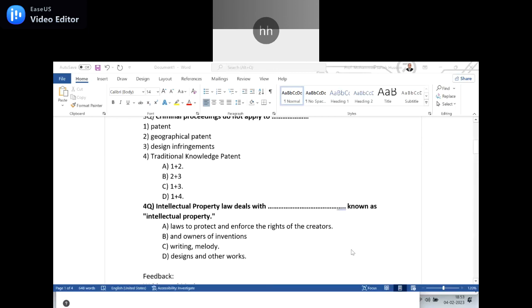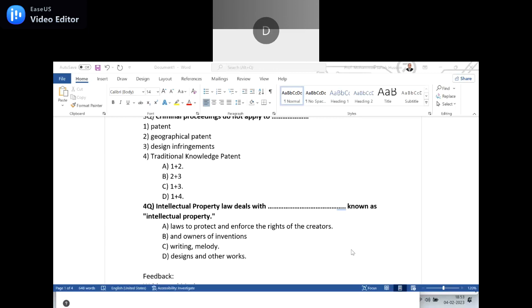The fourth question. Intellectual property law deals with dash known as intellectual property. A. Law to protect and enforce the right of the creators. B. And owners of the inventions. C. Writings and melody. D. Designs and other works. Sir, option A. Wrong. All, sir, A, B, C, D. Wrong. Option B, sir, owners of inventors.